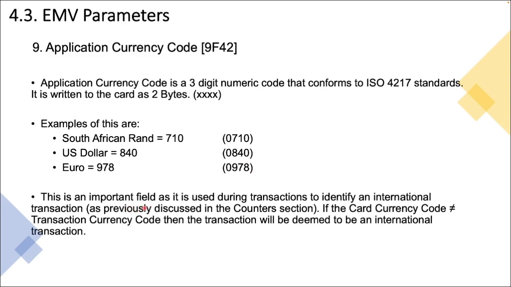This is quite an important field, as it is used during transactions to identify whether the transaction is an international transaction or a domestic transaction. And you'll recall in the last video on counters, where we spoke about certain counters only incrementing if it's an international transaction or only incrementing if it's a domestic transaction, that assessment of whether it is international or domestic is actually done by checking the currency code. So if the card currency code is not equal to the transaction currency code on the terminal, then the transaction is deemed to be an international transaction.